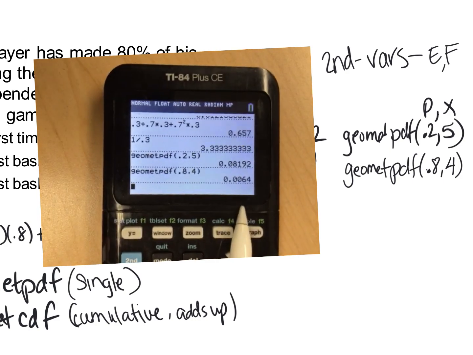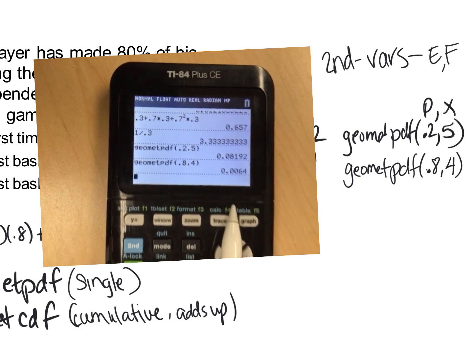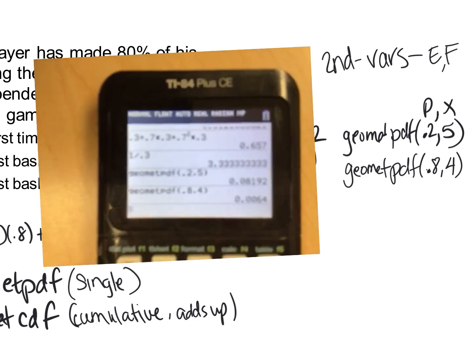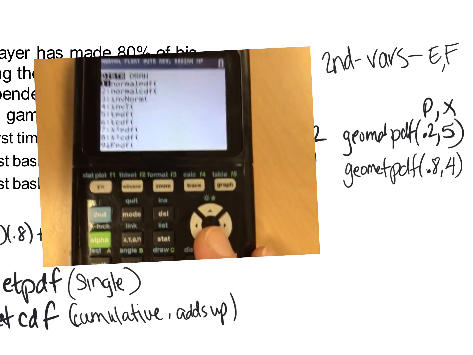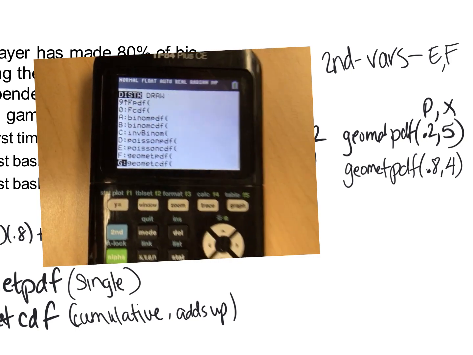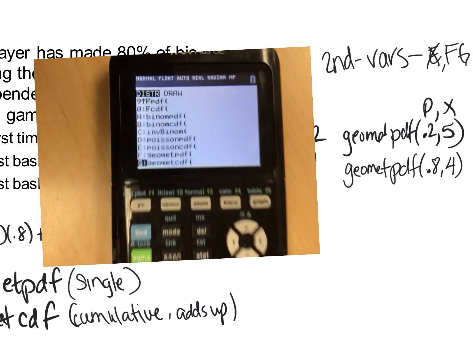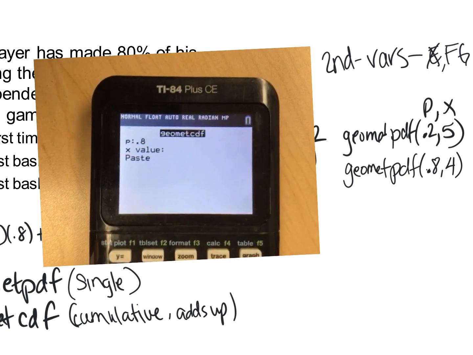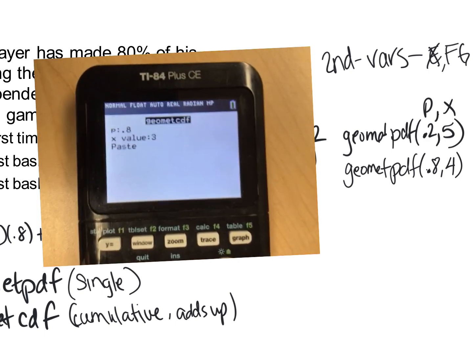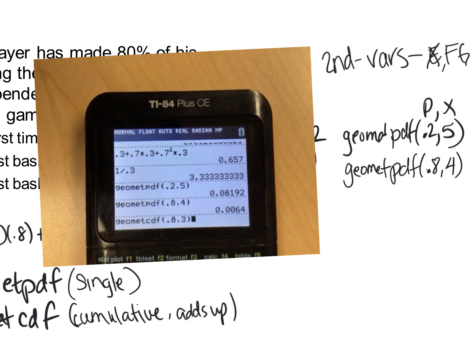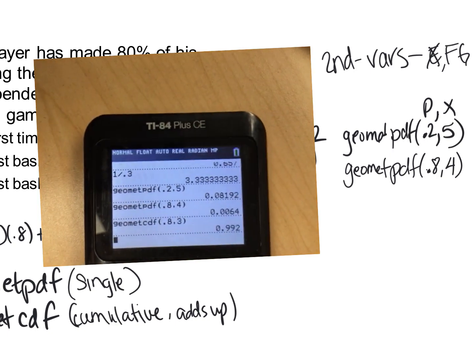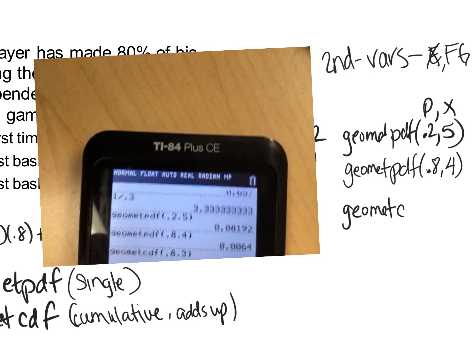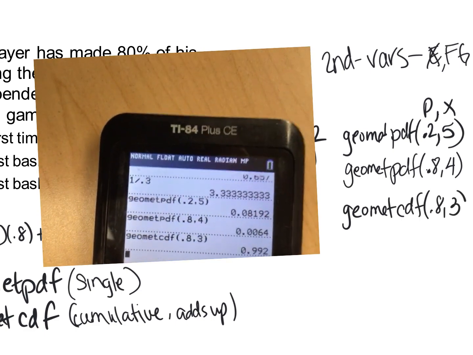Same thing we got. Okay. Now the last one is the CDF, where I want to add up 1, 2, and 3. So I go back into my second VARS, and I go up to G. It's F and G, not E. Okay. My probability of success is 0.8. And I want it among the first 3 attempts, so X is 3. And the calculator adds up X of 1, X of 2, and X of 3, and we get the same answer. 0.83.